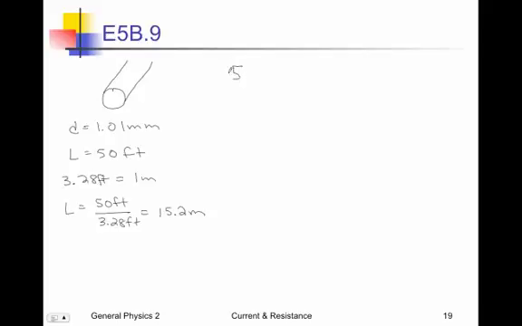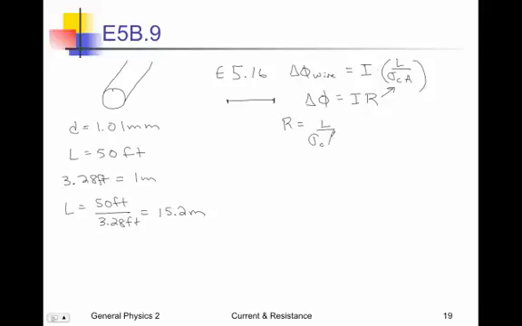And we're told in equation E516 that delta phi of the wire, and delta phi just means if I have a wire this long, the voltage difference from this end to this end, is equal to I times L over sigma times A. Now I also know that delta phi is equal to I times R, so the potential difference is equal to the current times the resistance. So I know that my resistance is R equal to L over sigma times A.